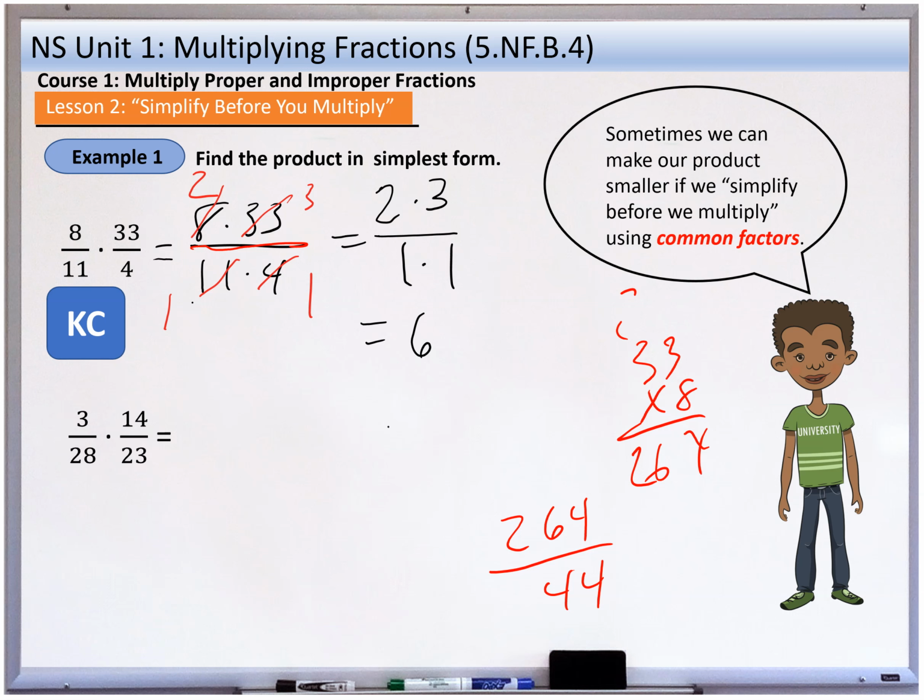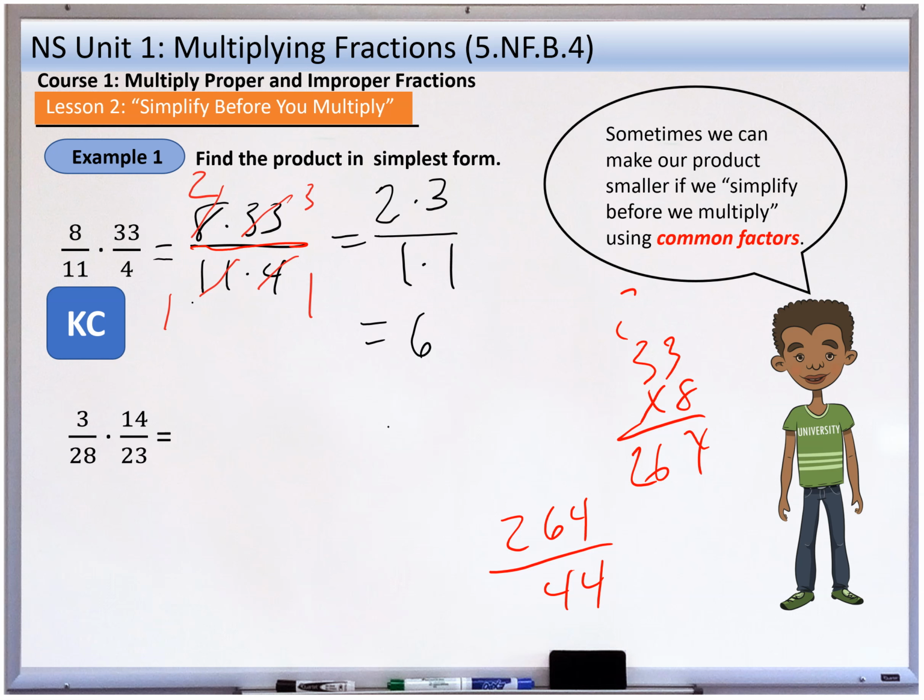Let's go. 3/28 times 14 to 23. Numerator times numerator, denominator times denominator. Now I'm going to check. I can't simplify the 3 and the 28, otherwise I would have done that before I even started. But I can simplify the 14 and the 28. I don't want to say the 4 because you'll think I'm talking about cross multiplication. I can divide by 2, I can divide by 7, or I can divide by 14. Simplify by 14.